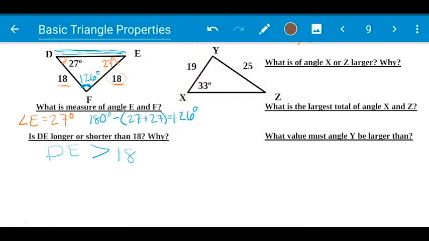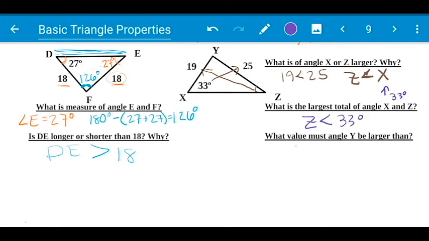We have XYZ. Which angle, X or Z, is larger? Well, we know that X is proportional to 25 and Z is proportional to 19. Because 19 is less than 25, we know that Z is less than X. Now the same thing goes for which is the larger angle, X or Z. Well, if we know that Z is less than X, what was the angle for X? The angle for X was 33. So X was 33 degrees. That means Z has to be less than 33 degrees.